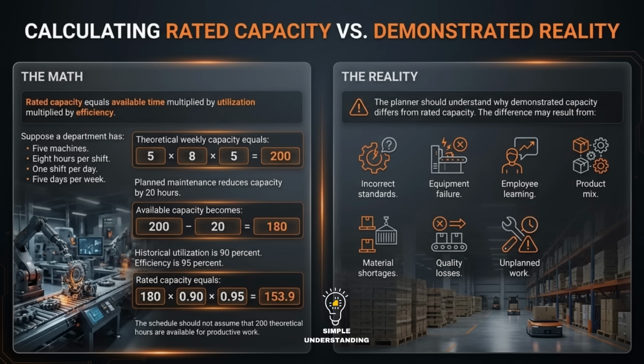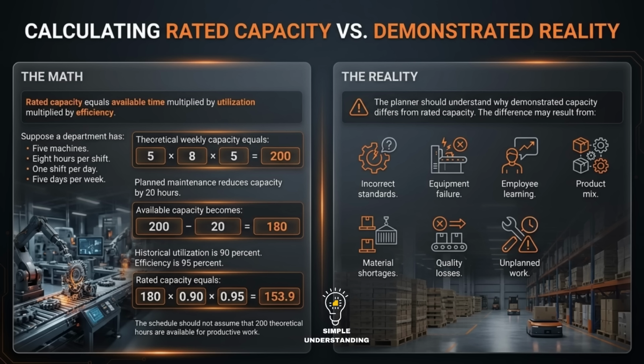Suppose a department has 5 machines, 8 hours per shift, 1 shift per day, 5 days per week. Theoretical weekly capacity equals 5 multiplied by 8 multiplied by 5. The result is 200 machine hours. Planned maintenance reduces capacity by 20 hours. Available capacity becomes 200 minus 20. The result is 180 hours.